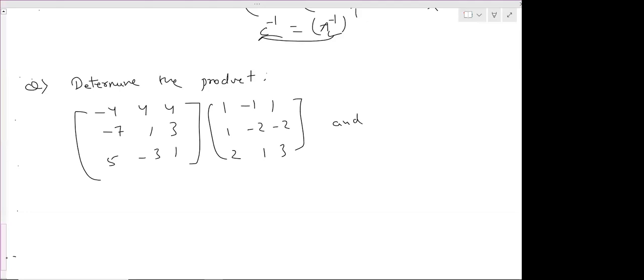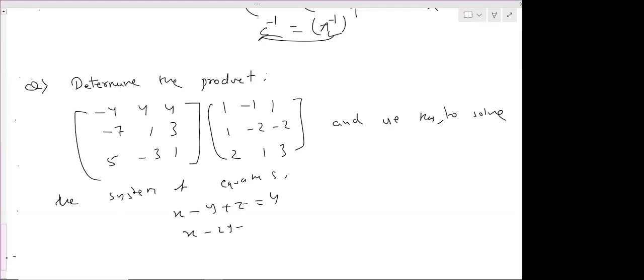So 9 by 5, 2 by 5, and 7 by 5. Yes, correct answer. Okay, please solve this. Think how you can use this or that.